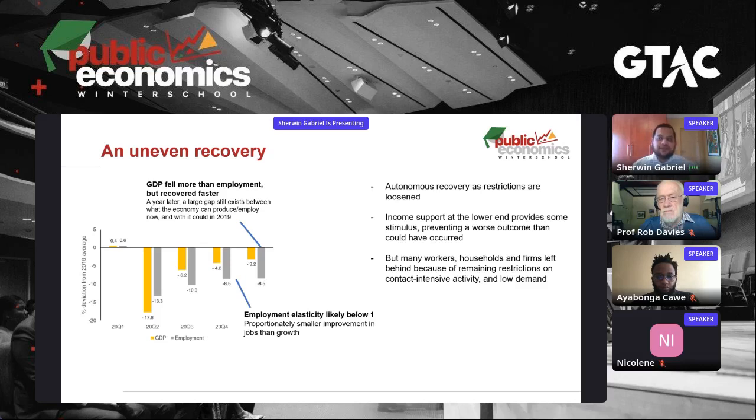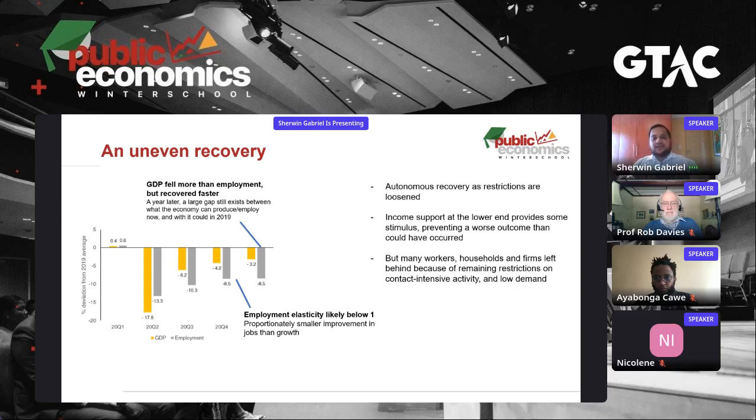However, many workers, households, and firms have been left behind because there are still restrictions on contact-intensive activity and low demand. So if you take a look at the chart, GDP fell more than employment, but it has recovered. But there's still a very large gap between what the economy can produce now and what it could in 2019. We're still at around 3.2% below the 2019 average, which is, in ordinary times, still a very shocking gap.